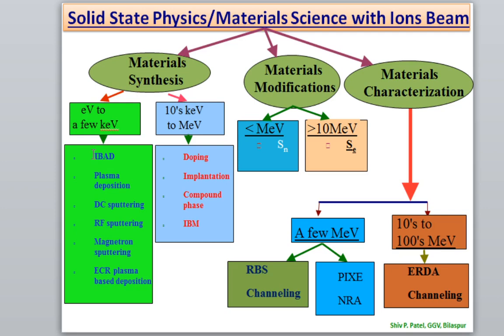Similarly, if the energy of the ion is, let us say, of the order of kilo electron volts, 10 kilo electron volt to million electron volt, as we know that we can do the doping into the material. Let us say we have prepared some material and we want to make P-type or N-type or transistor or any device. So we can dope the material by appropriate doping.